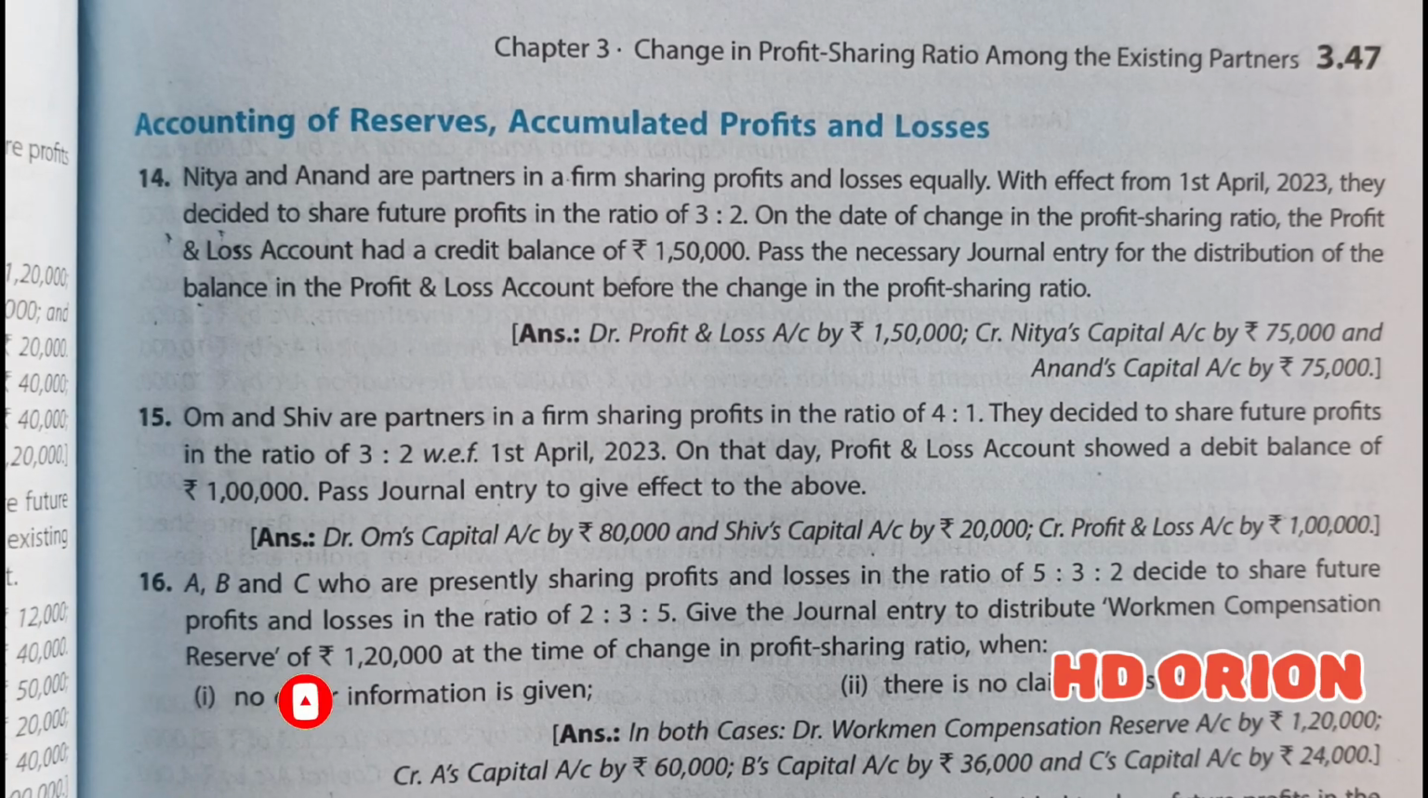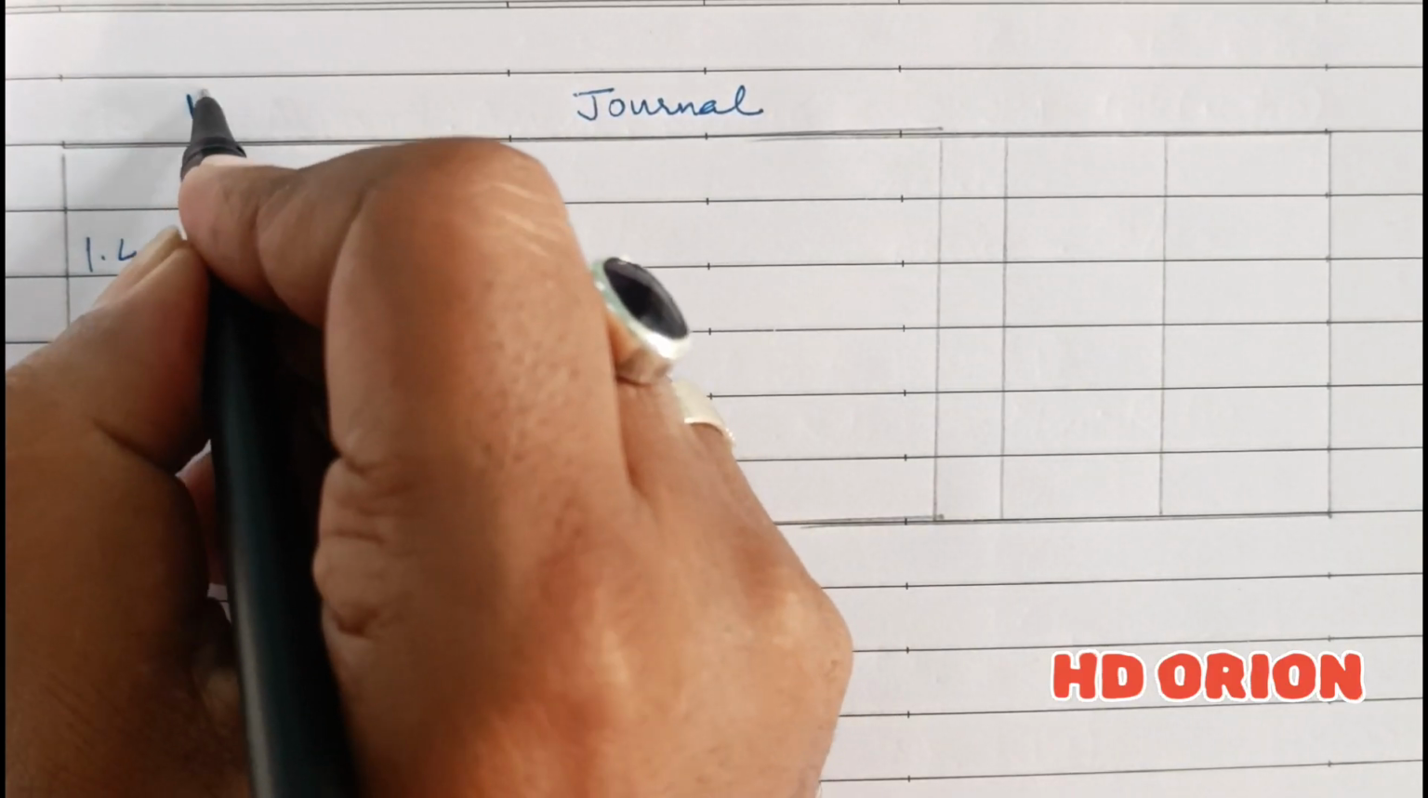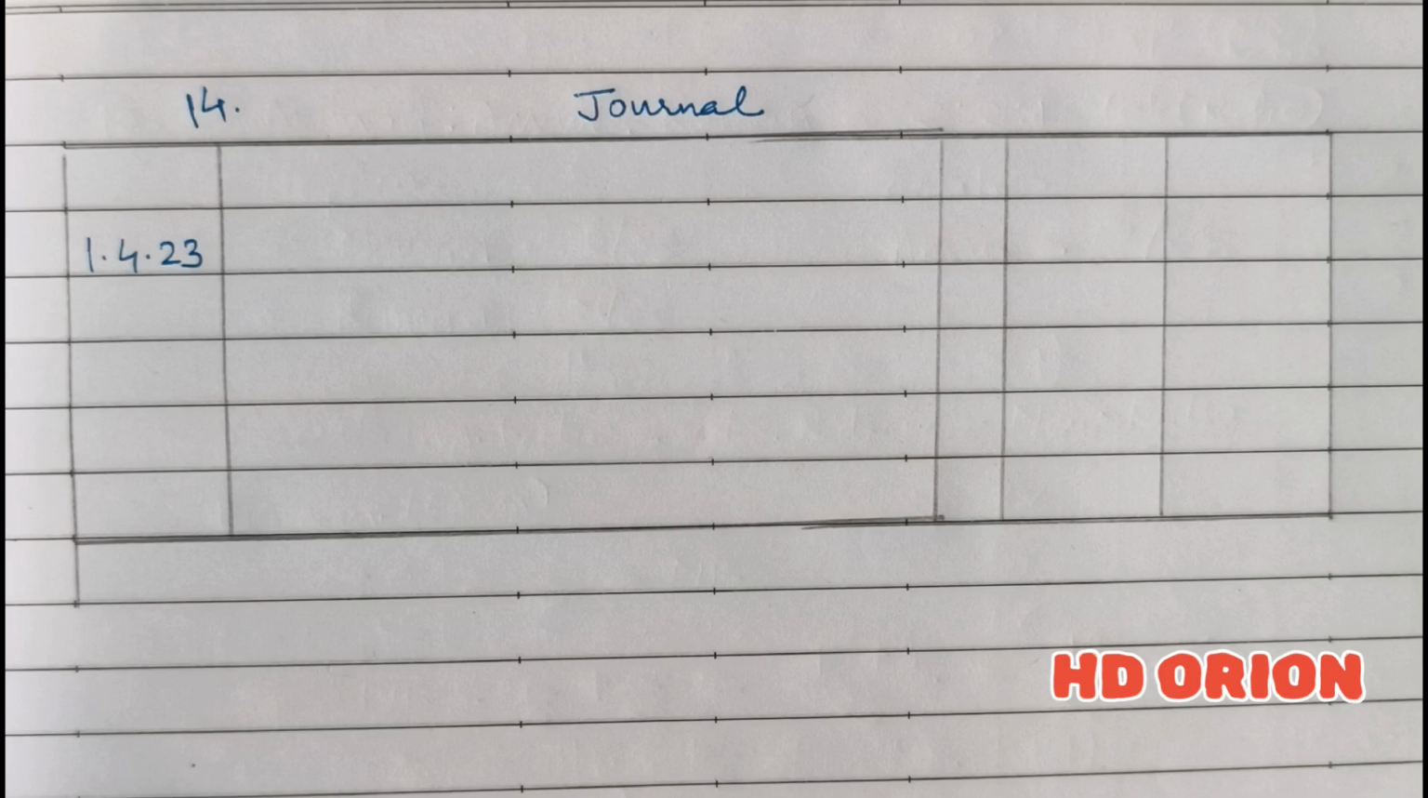Because the profit sharing ratio has changed, the undistributed profit of previous years is to be given to the partners and has to be given in old profit sharing ratio. So one simple journal entry we need to pass. Solution 14, we have to pass a single journal entry for treatment of profit and loss account which is showing a credit balance in the books.